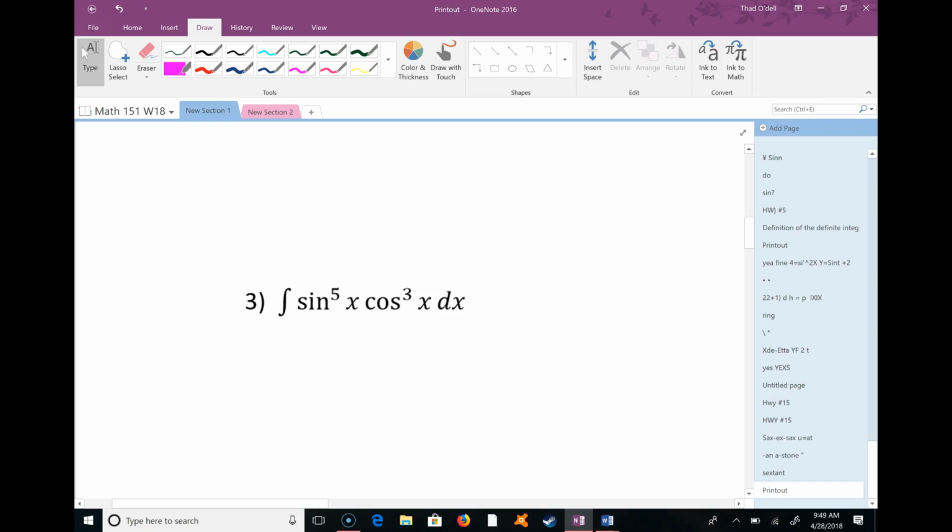So in this case, I think I will choose my du to be cosine x dx. That means it only leaves one cosine, or cosine squared, left over. So my integral would be sine of 5x cosine squared x cosine x dx. Again, in these types, you really pick the du first, which means your u would have to be sine x, right?